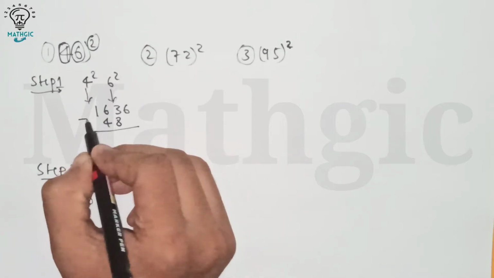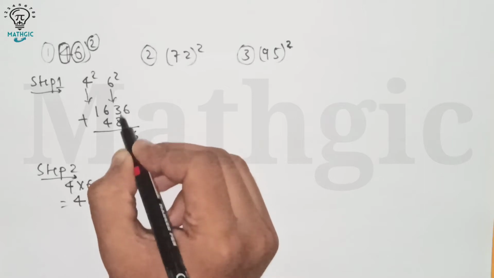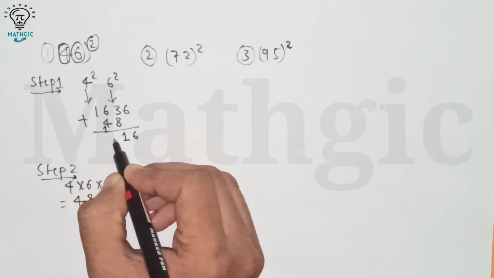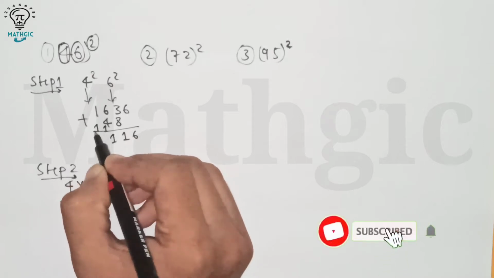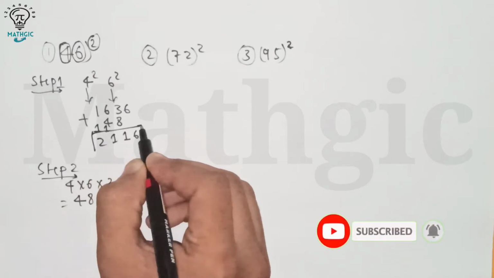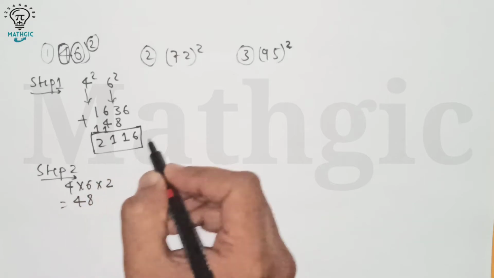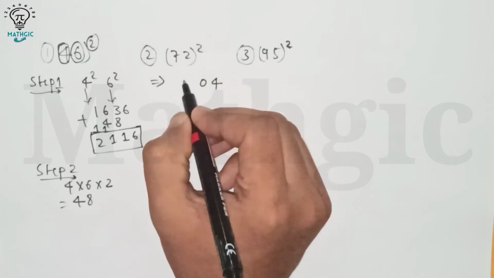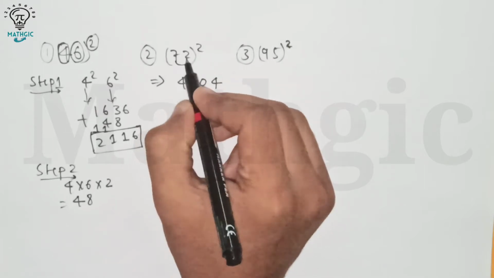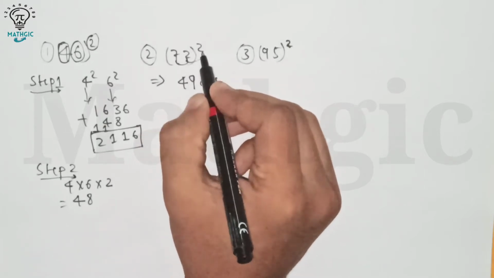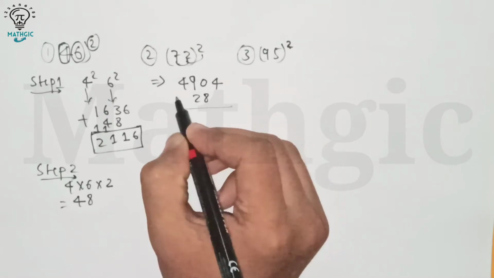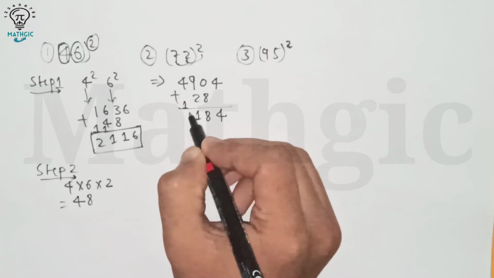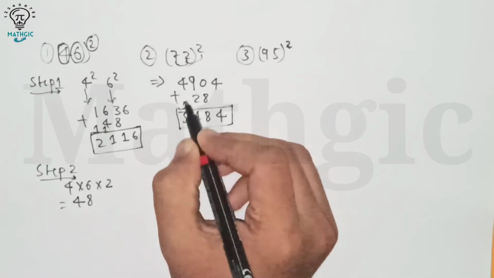Add 6 as it is, 3 plus 8 is 11, 1 carry and 1 here, 6 plus 4 plus 1 is 11, 1 carry and 2. So the square of 46 is 2116. Now similarly for 72, 2 square is 4, so 04, 7 square is 49. Now multiply these 3 digits, 7 2s are 14, 14 times 2 is 28. So add 28 here. Now 4 plus 8 is 12, 1 carry and 5 and so on. So the square of 72 is 5184.